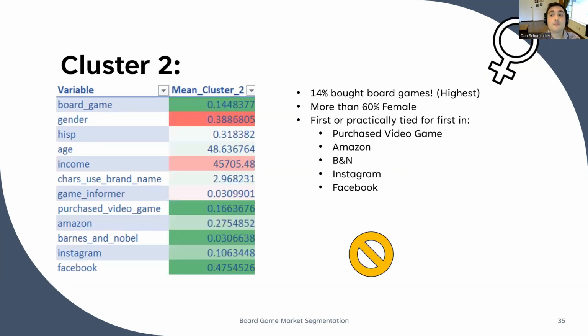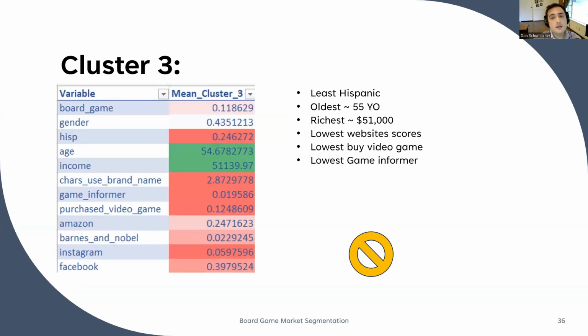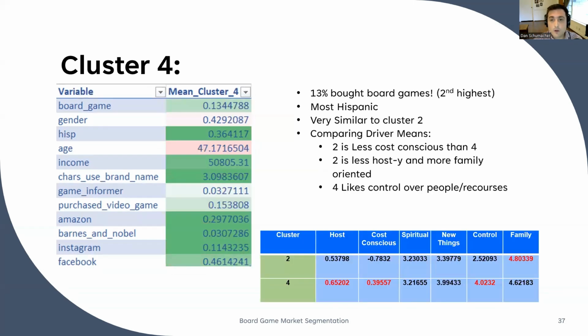Cluster number 2 is our most female group, and it has the highest buying board games percentage. More on them in just a second. Cluster number 3 bought a medium amount of board games, but that's not where the meat of our results are. So we're going to look at cluster number 4. And this is very similar to cluster number 2. It's a little bit more Hispanic than cluster number 2. But besides that, they're very similar.